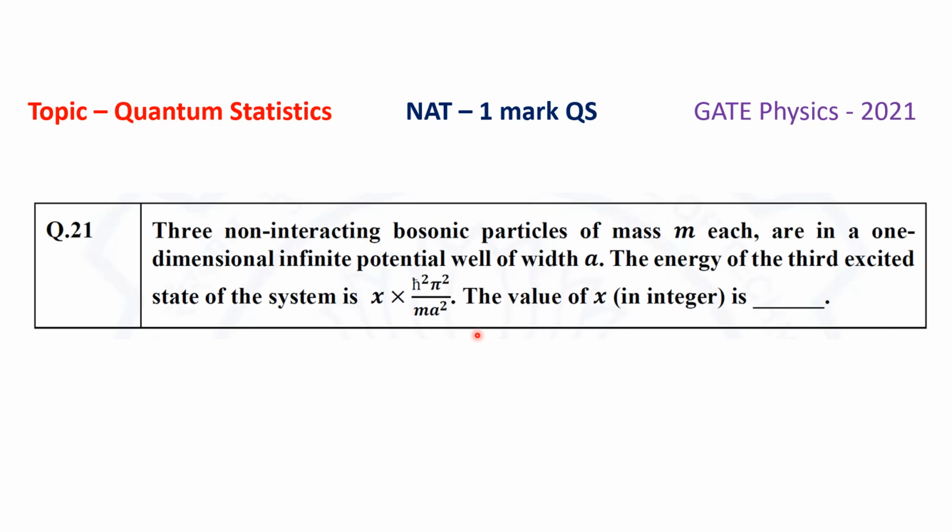In order to solve this problem, we need two important concepts. First, how are the energy levels located in a one-dimensional infinite potential well of width a? And the second thing we have to know is how three bosonic particles will be arranged in the one-dimensional infinite potential well energy levels to have the third excited state of this system. Now let us see the solution.